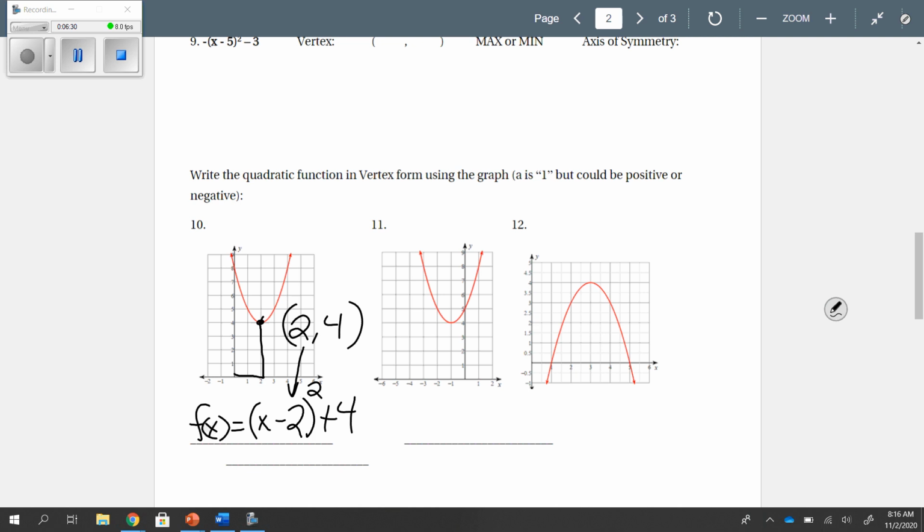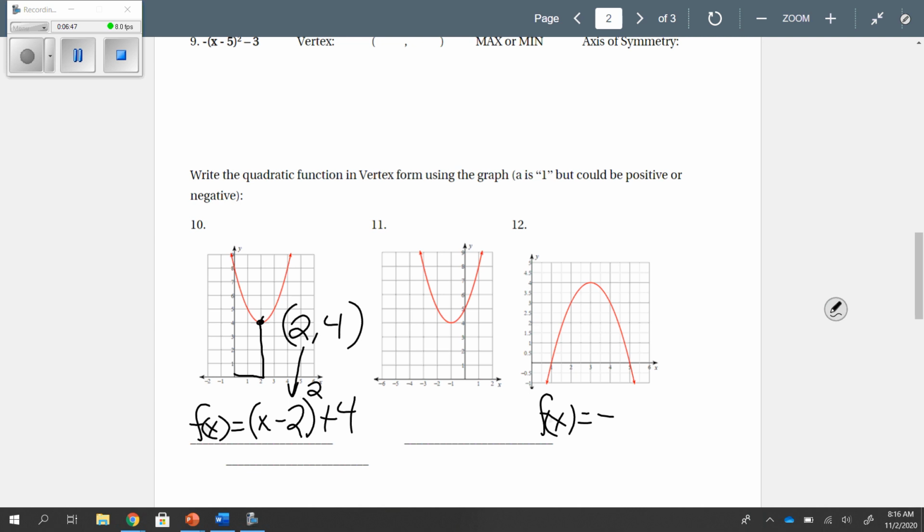Alright, it's not as simple as just writing the vertex. The vertex isn't the answer. You need to put it in this equation. All right, I'm going to do number 12 real quick because it's the opposite way. All right, so f of x equals, we know right away, since it's facing down, it is negative.